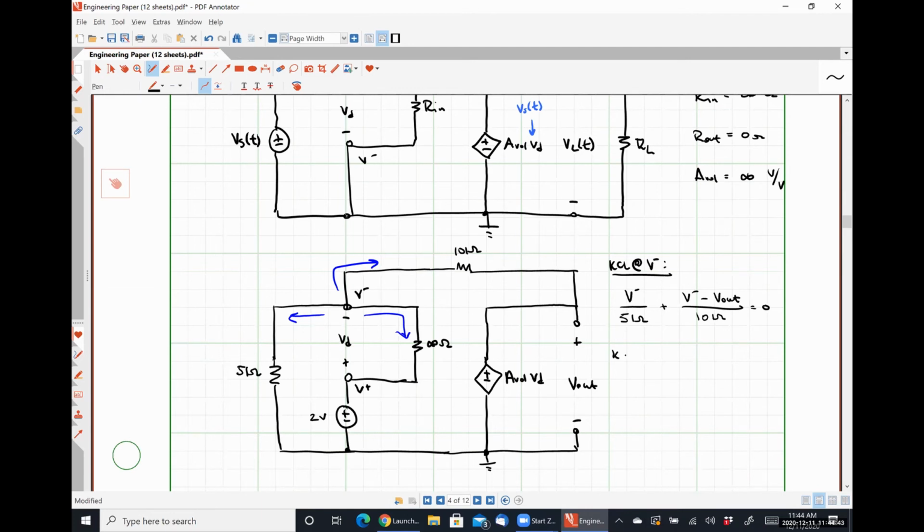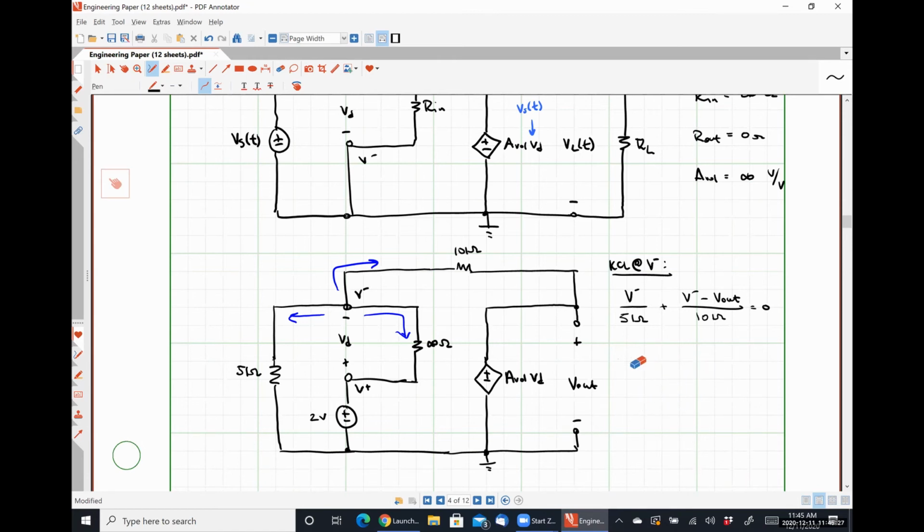If we do KCL at our output, we get V out minus V minus divided by 10 kilo ohms plus, actually we don't have to do that at all. We don't do KCL at the output because there's a supernode there. That's the problem there, okay?